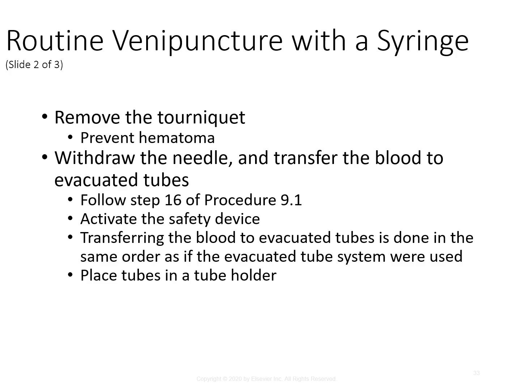Routine venipuncture with the syringe: once again, it's the same. You're going to remove that tourniquet. You're going to withdraw the needle and transfer the blood to evacuated tubes. So you're going to follow step 16 of procedure 9.1 in your book. You're going to activate the safety device.